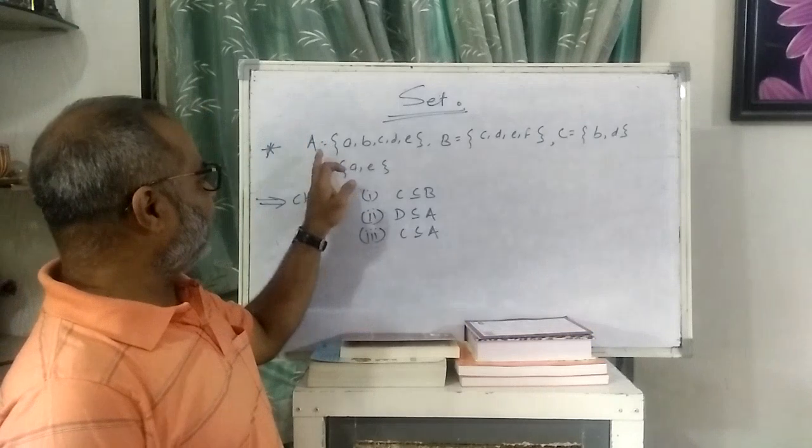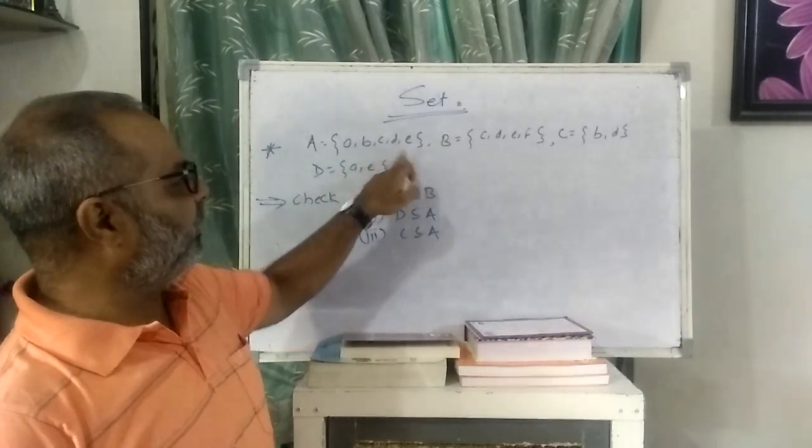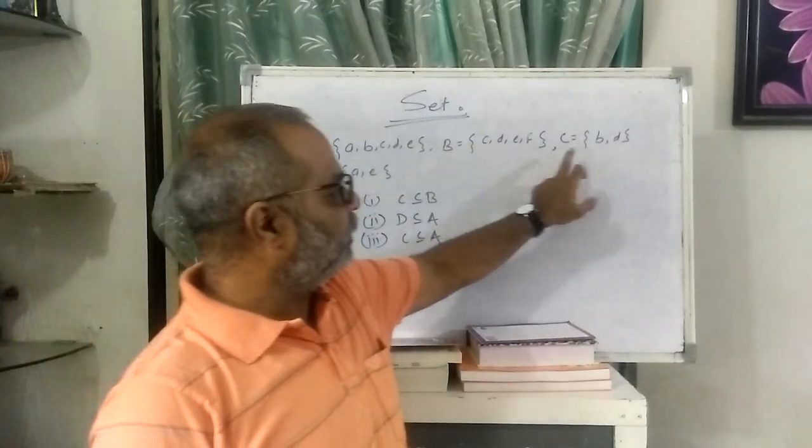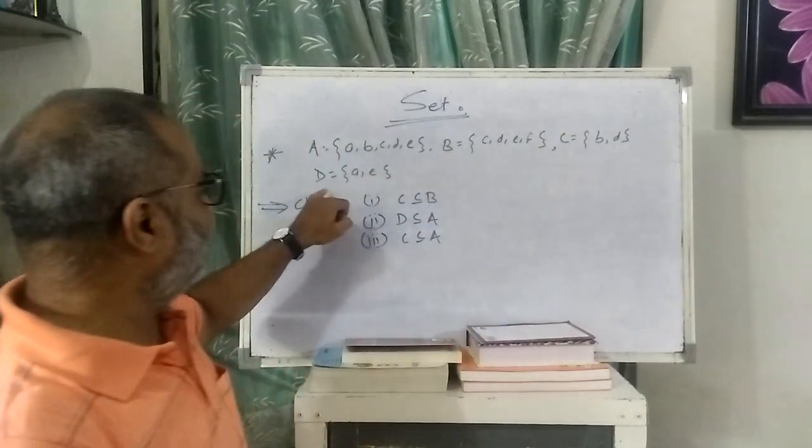So the problem is: given set A contains A, B, C, D, E. Set B contains C, D, E, F. Set C contains B, D, and set D contains E.